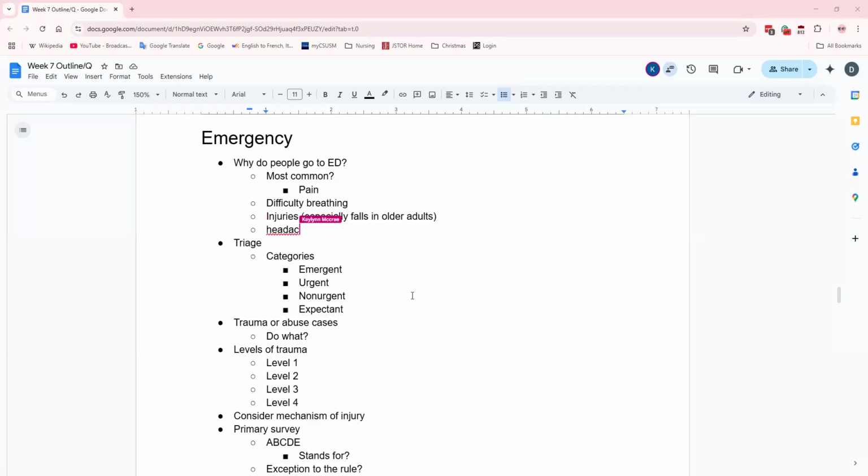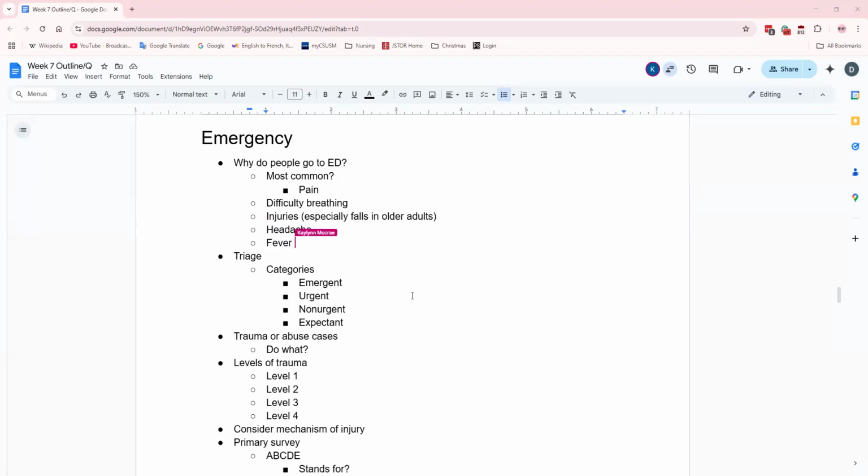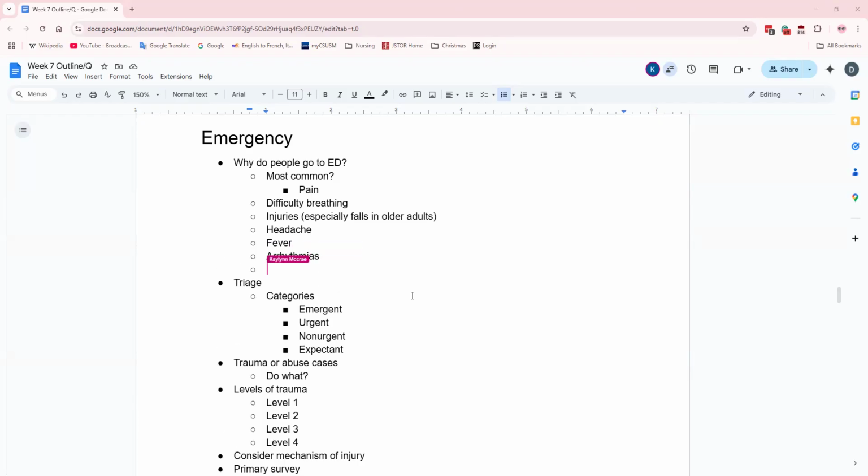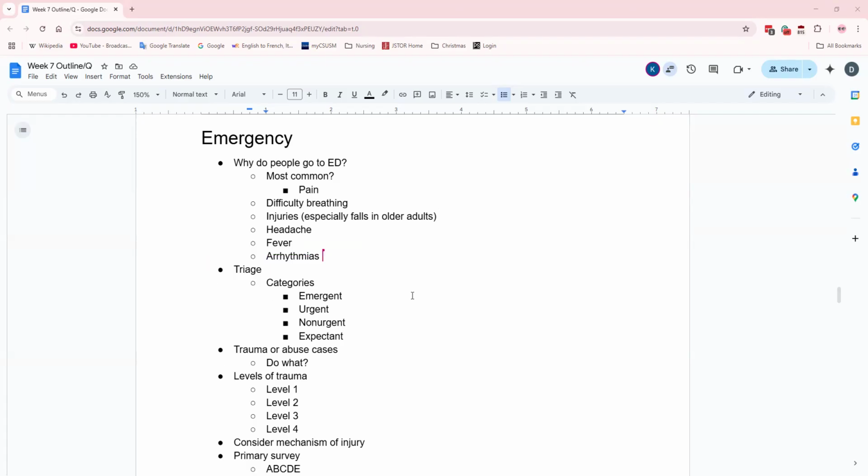Headache and fever are your other ones. Arrhythmias can technically bring someone in as well. I had a guy in third semester who showed up because his Apple Watch told him he had AFib, and it turns out the Apple Watch was right. So here are your common reasons people go.